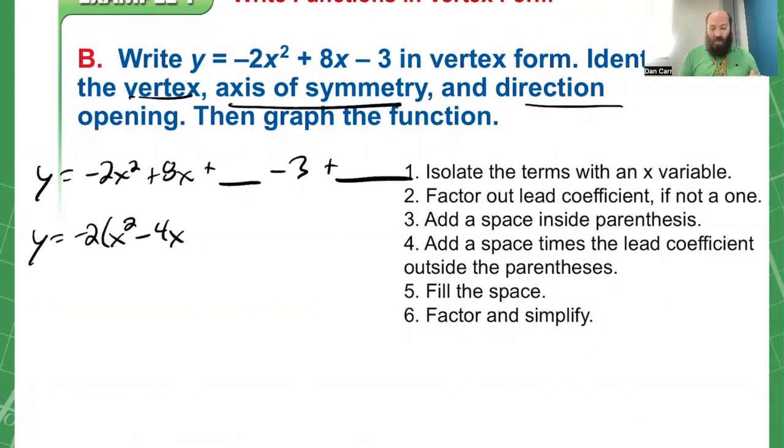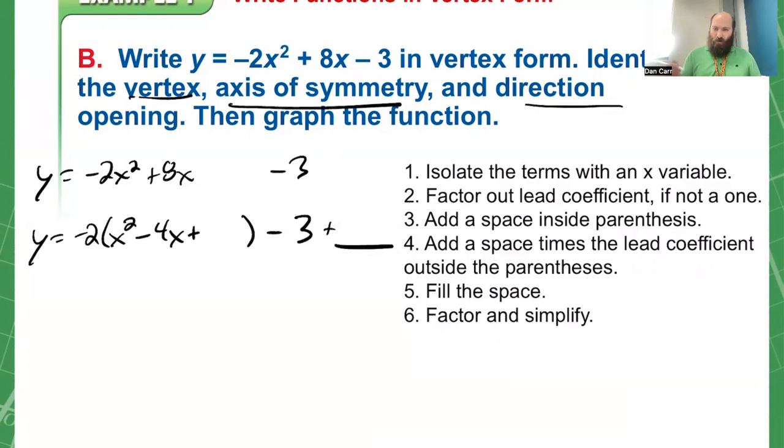I guess I put these pluses up here, but that didn't really matter. I'm going to get rid of that now. I'm really just focusing in on this part because now I do my factoring. This is where I'm going to put my plus blank. So then I still have the -3, and now I'll have a plus afterwards. Add a space, times the leading coefficient outside the parentheses.